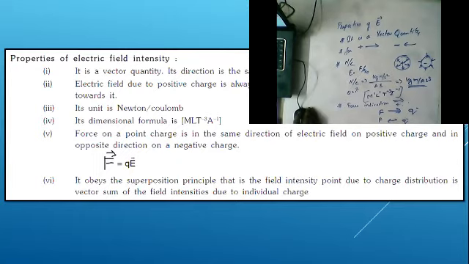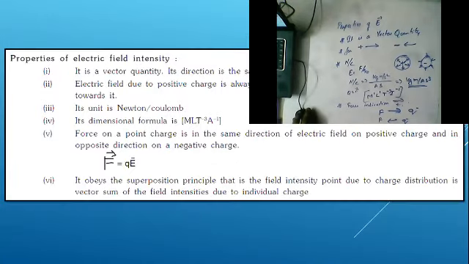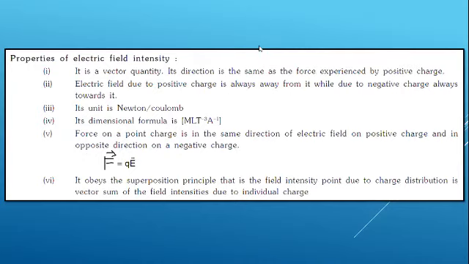So these are the different rules for the different properties. We will just cross-check. The properties of electric field intensity are: it is a vector quantity, and its direction is the same as that of the force experienced by the positive charge. The electric field due to a positive charge is always away from it, while due to a negative charge it is always towards it. Its unit is Newton per Coulomb, and its dimensional formula is M L T power -3 I power -1.